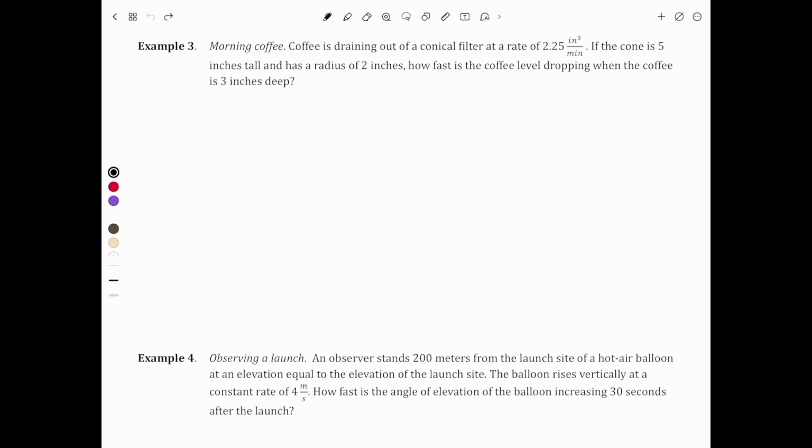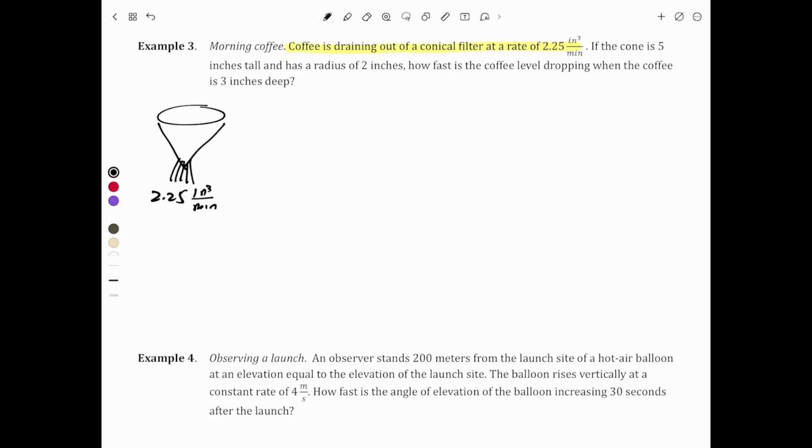Examples 3 and 4 are a little more conceptual, but definitely doable. Let's jump in. Here in example 3, we have coffee draining out of a conical filter at a rate of 2.25 cubic inches per minute. So we have a coffee filter in the shape of a cone, and coffee is pouring out of it at a rate of 2.25 cubic inches per minute.